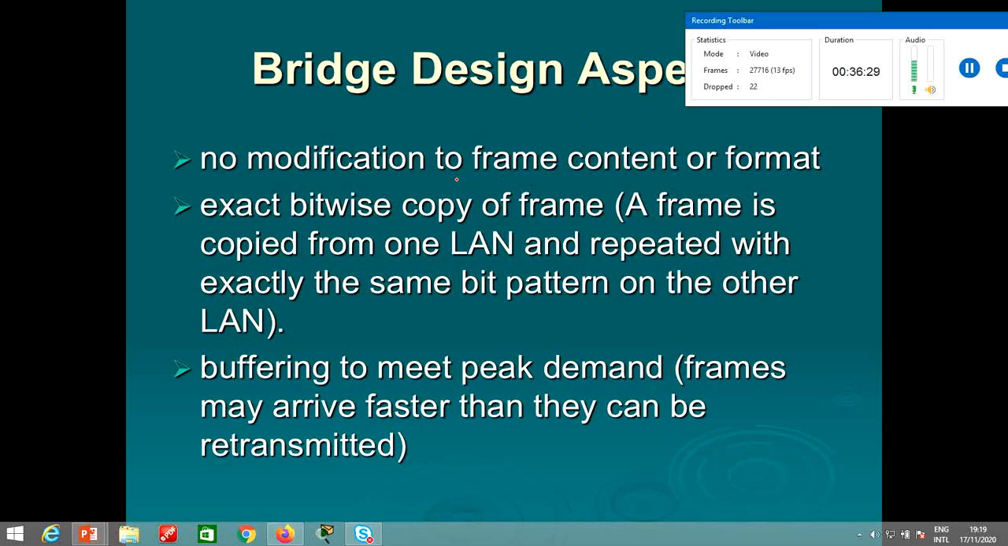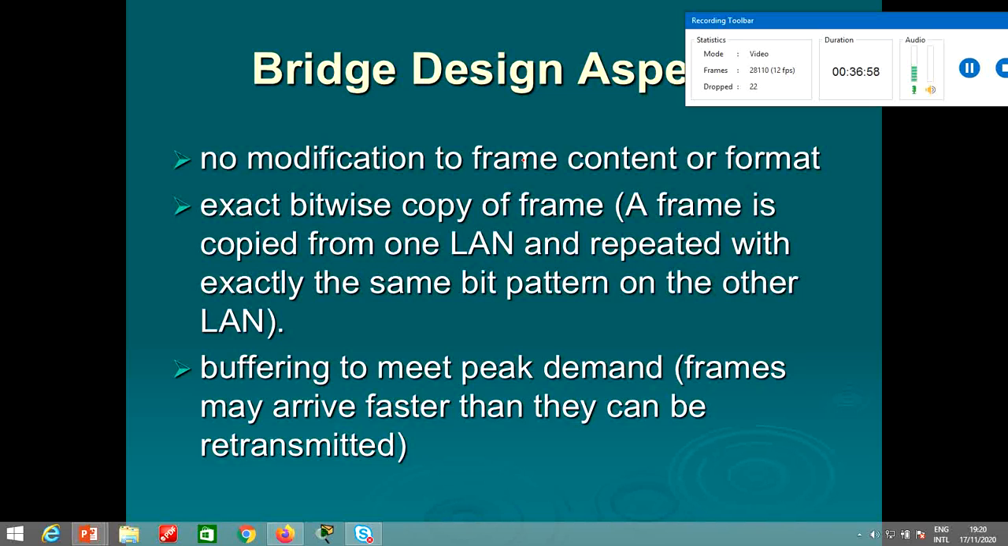So it should not alter the contents of the frame or whatever data it receives, and moreover it should not encapsulate with an additional header. Each frame to be transferred is simply copied from one LAN and repeated with exactly the same bit pattern on the other LAN. Because the two LANs use the same LAN protocols, it is allowed to do it.